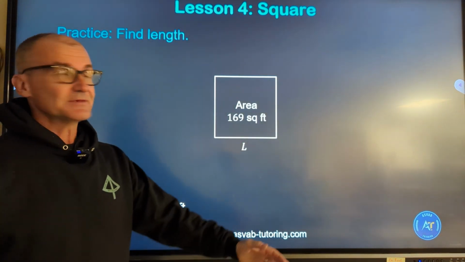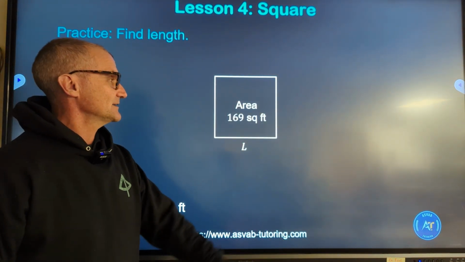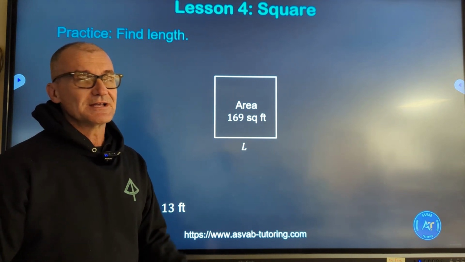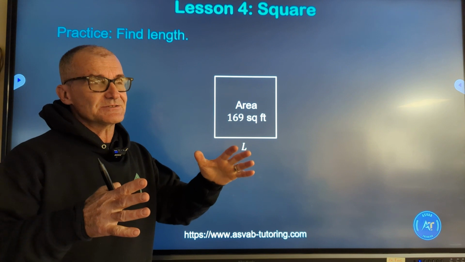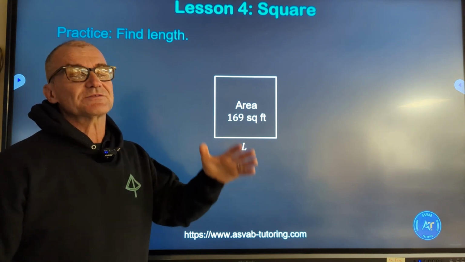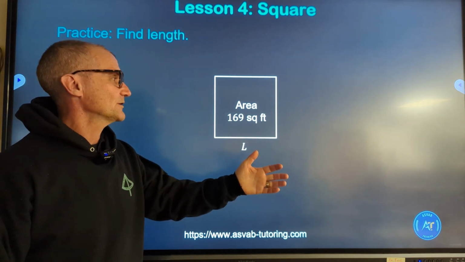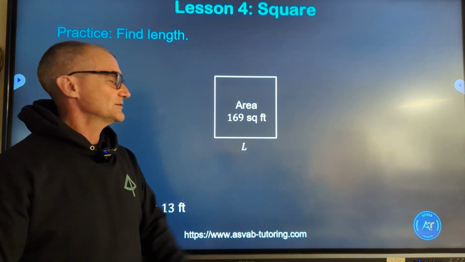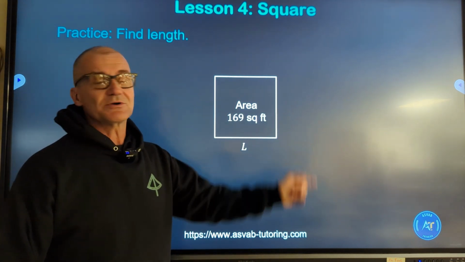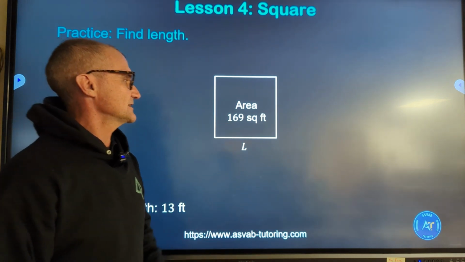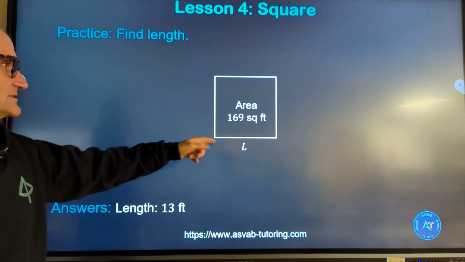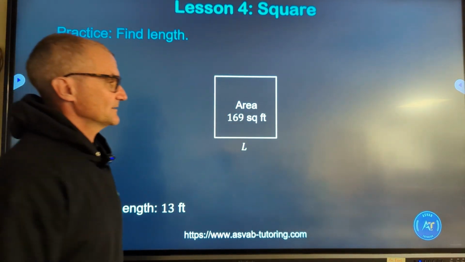Here's another problem. The area is 169. You need to know the square root of 169. That's kind of a tricky one. But on most of these tests, it's always going to be an integer. You know, 12 times 12 is 144. So it's a good guess to guess up to 13. If you don't know 13 by 13, you can multiply it out to see it's 169. So the length of one side here is 13. This is square feet. The length is feet.